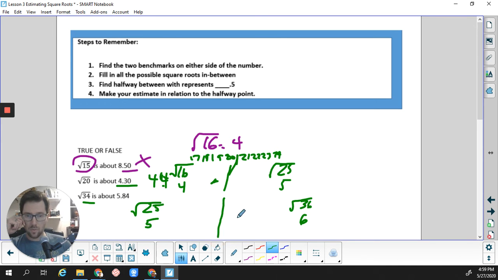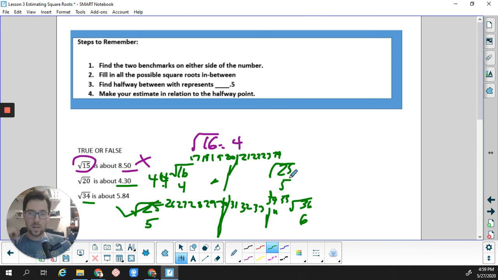So 25. If we're looking for the halfway point, this is on one end. We have 34, 35, 36. This is pretty close to the end. 25, 26, 27, 28, 29, 30, 31, 32, 33, 34, 35. So it would actually be right about there. So 5.84, pretty close. I think that one also should be a go.